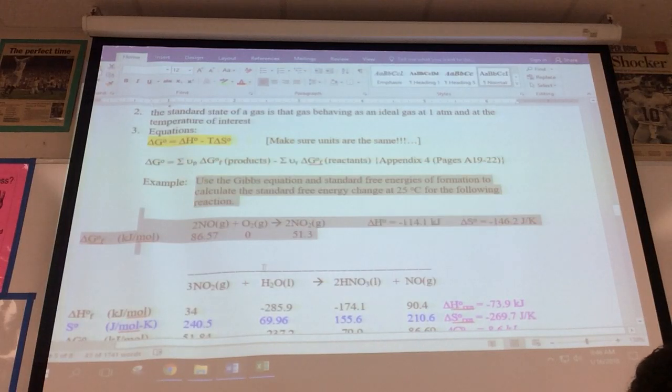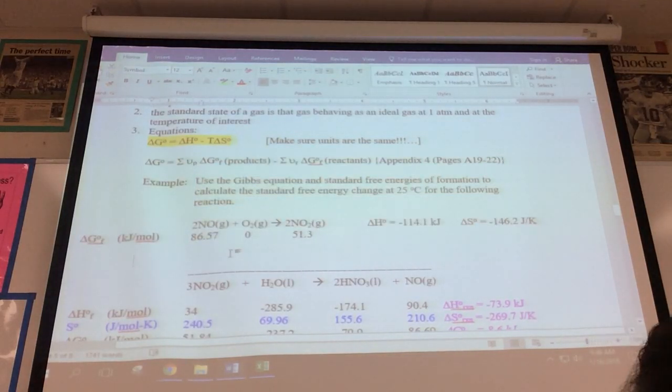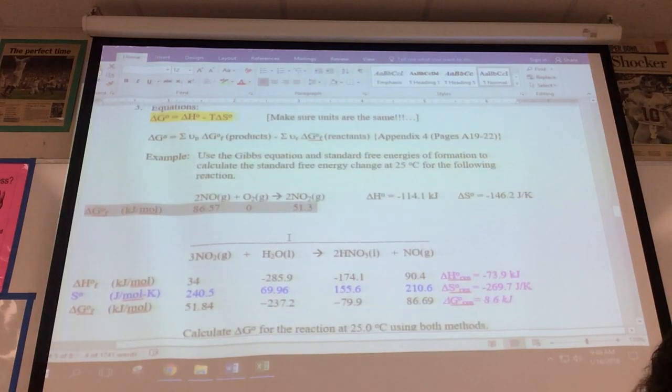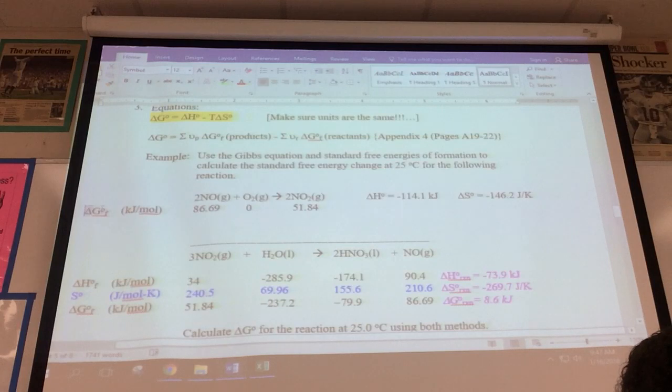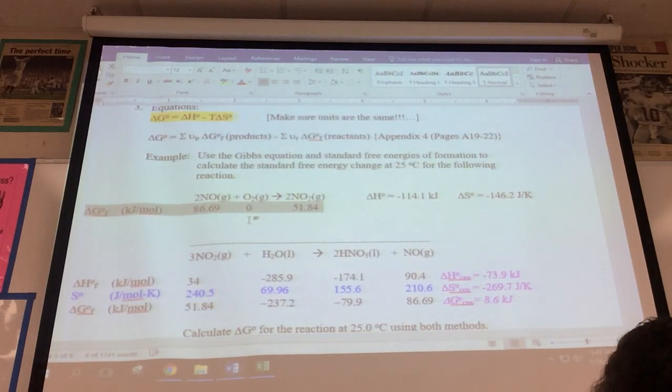Let's walk through this first example together. It says use the Gibbs equation and standard free energies of formation to calculate the standard free energy change at 25 degrees Celsius for the following. So the equations given, these values were not provided to you initially. I threw them in. I'm going to change it ever so slightly, only because it doesn't match what's down below, and I don't want you to be confused. It's close. But I did not give you these values. You probably want to scribble them in your notes right now. And then I want to calculate delta G together both ways.